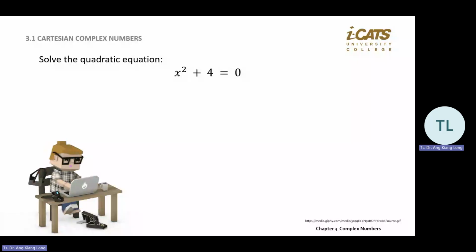Okay, let's solve this one. Try to solve this one by using the quadratic equation. x squared plus 4 equals 0. The root is what?